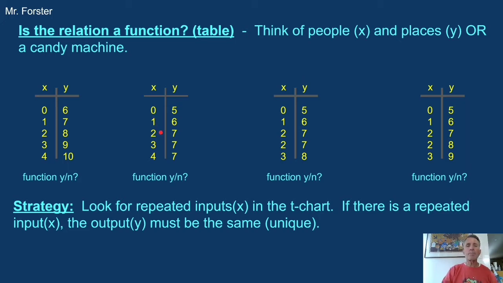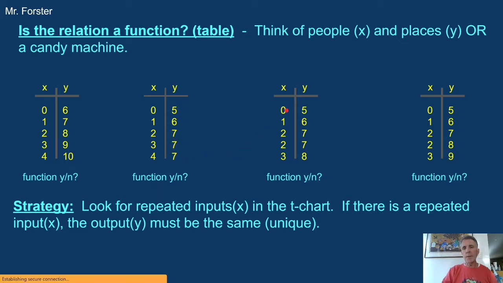So think of a candy machine. Push 2, you get a Kit Kat. 3, you get a Kit Kat. 4, you get a Kit Kat. Does the candy machine oftentimes have more than one row of Kit Kat? The answer is yes, because Kit Kat's a popular candy. So that is a function.